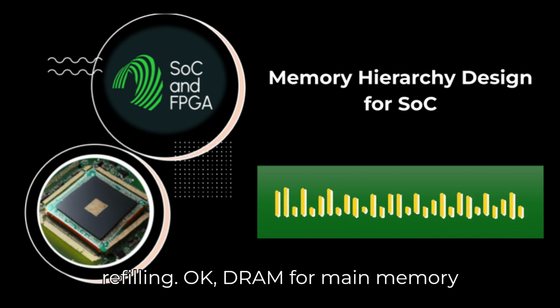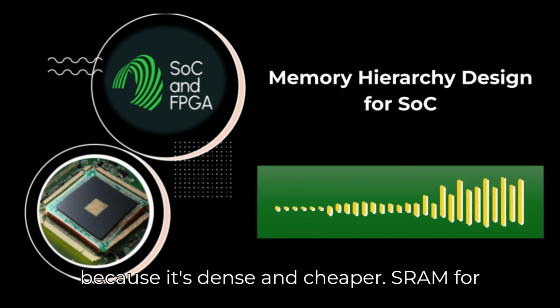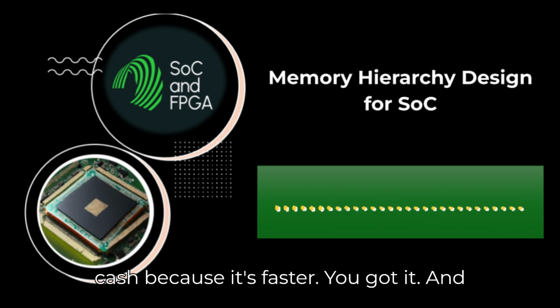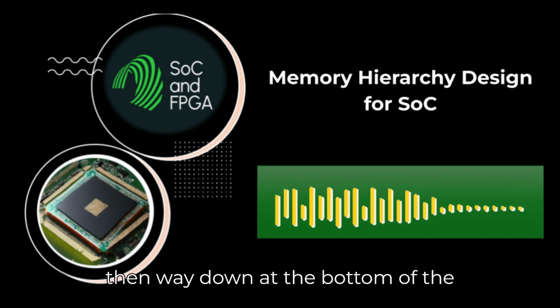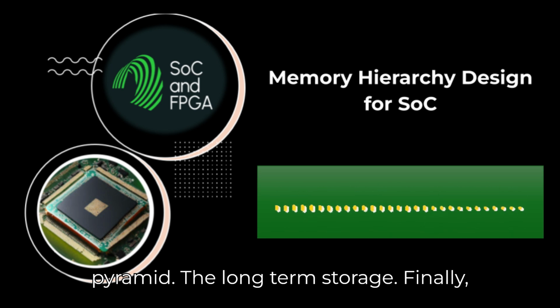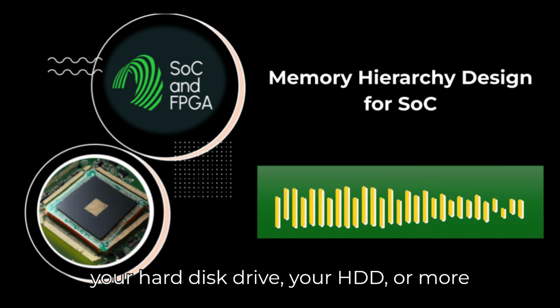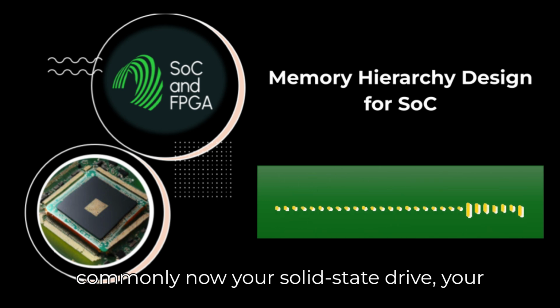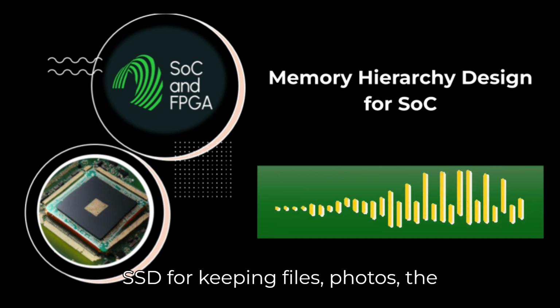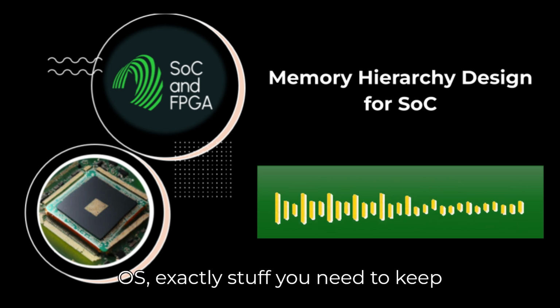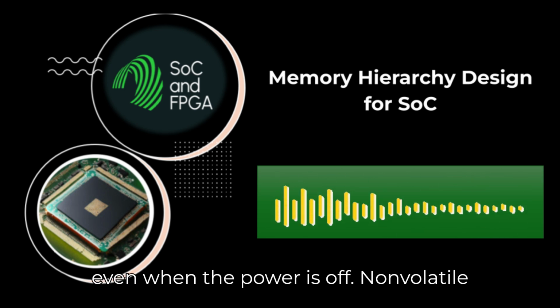Okay, DRAM for main memory because it's dense and cheaper. SRAM for cache because it's faster. You got it. And then way down at the bottom of the pyramid, the long-term storage. Finally, yes, you have secondary storage. This is your hard disk drive, your HDD, or more commonly now, your solid-state drive, your SSD. For keeping files, photos, the OS. Exactly. Stuff you need to keep even when the power is off, non-volatile storage.